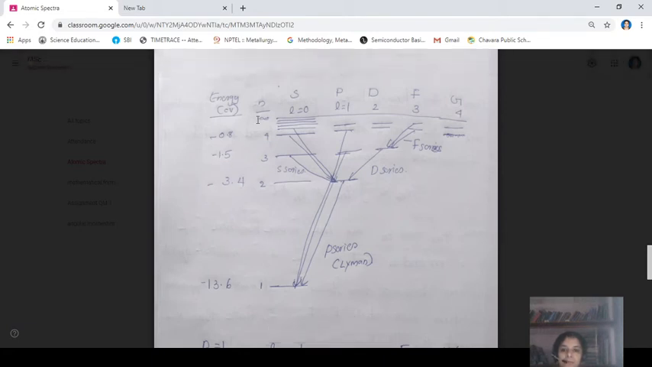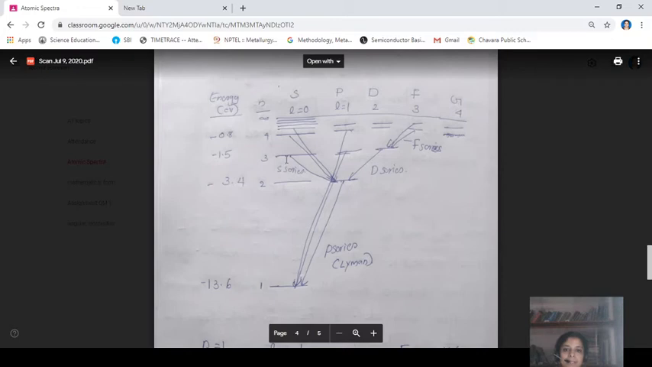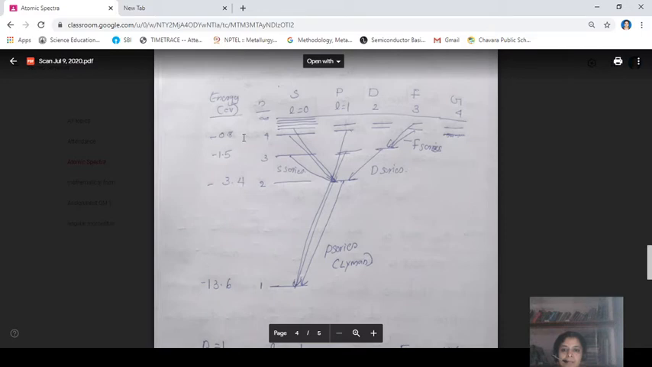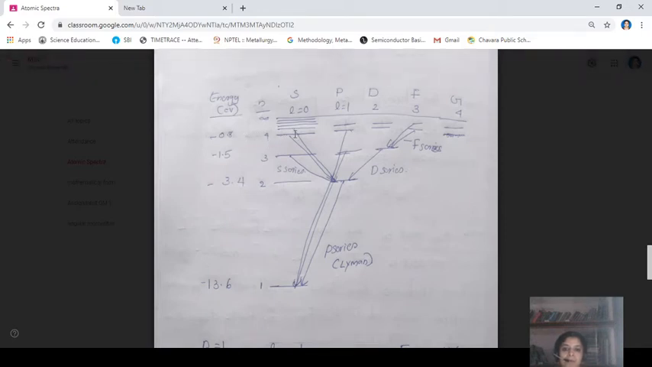Now for n equal to 3, you have three different states having the same energy. These are the degenerate states. Here L can have n minus 1 values, that means up to 2 is possible. So the values are 0, 1, 2. And for n equal to 4, you will have L equal to 0, 1, 2 and 3.